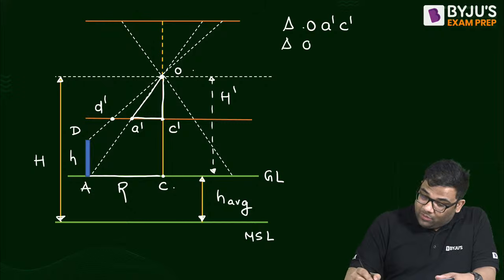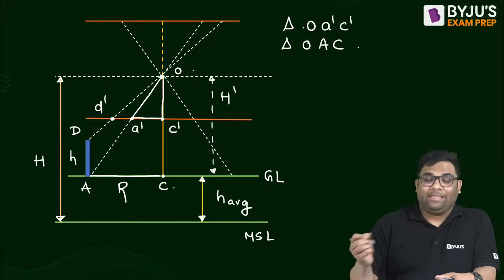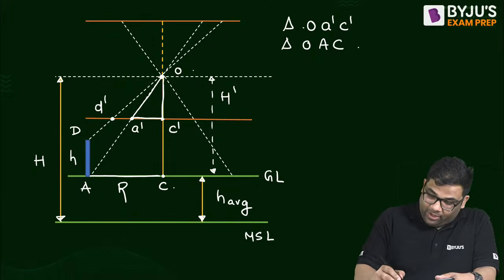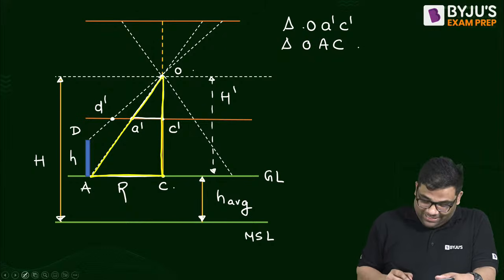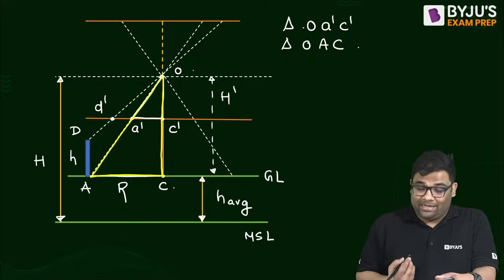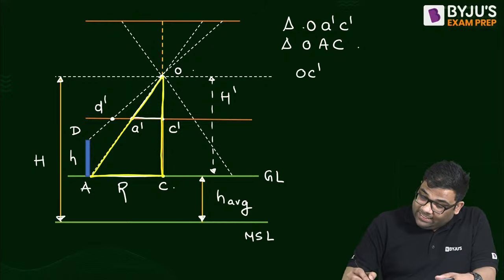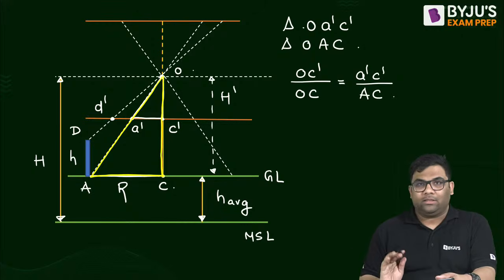And triangle OAC means what? This big triangle, right? These two are similar, right? Since these two are similar, I can write down OC dash by OC will be equal to A dash C dash by AC.